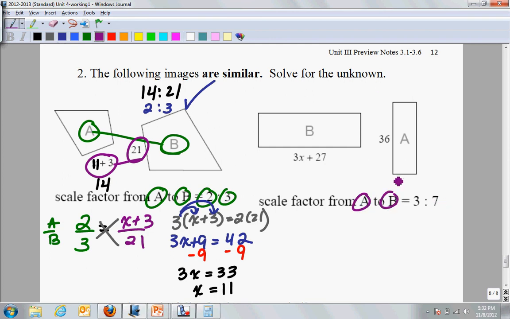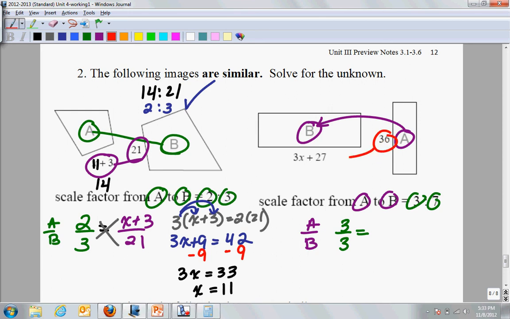Now be very careful here, because look at those shapes. We're going now from right to left, from A to B. So watch your orders there. So we're going to go 3 to 7. That's A to B. Equals 36 to 3x plus 27.